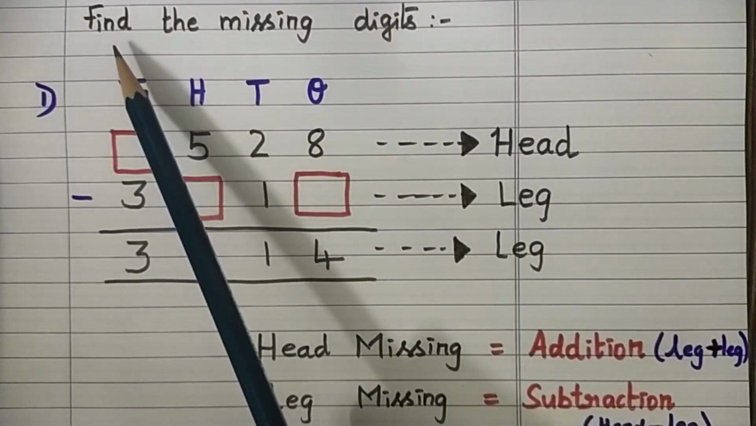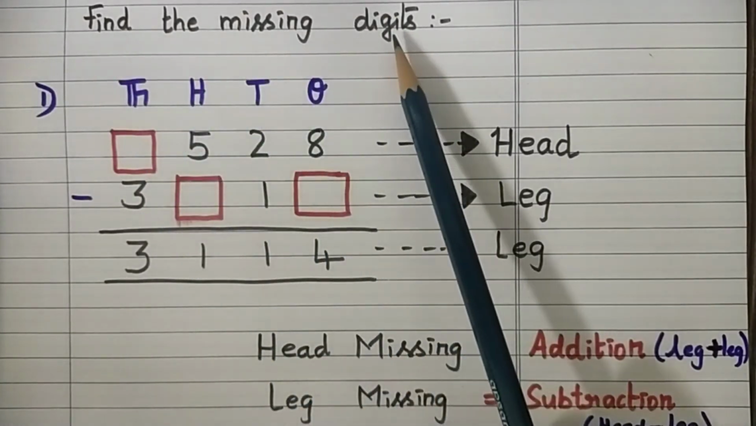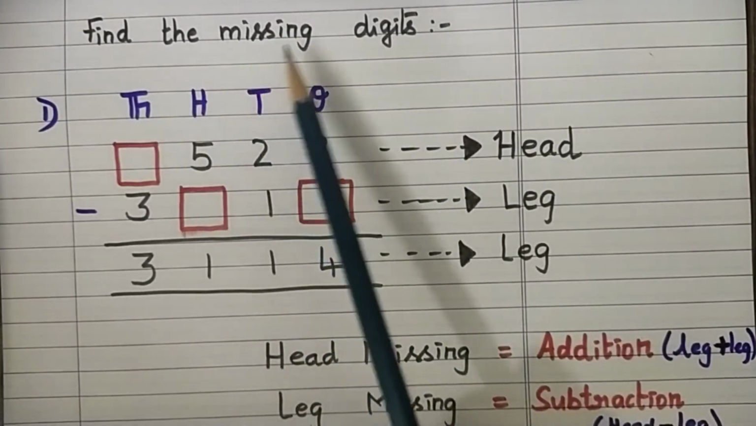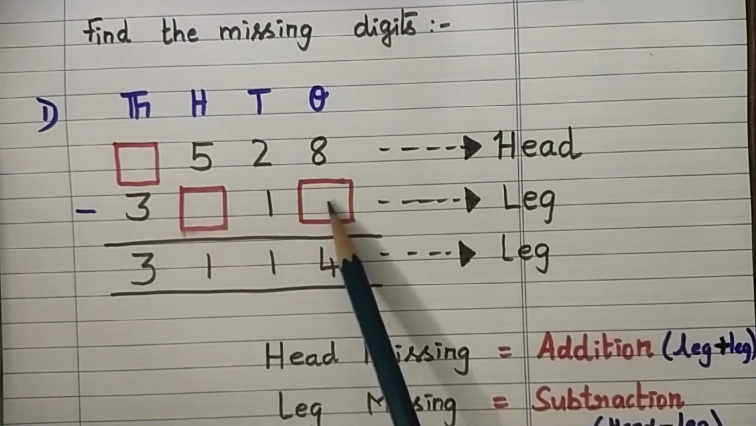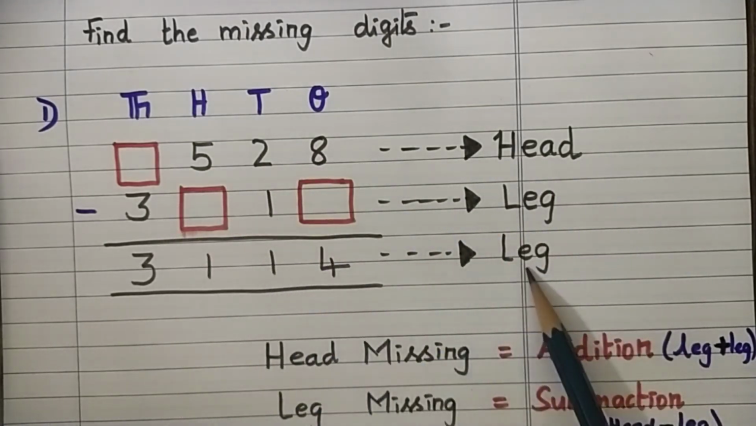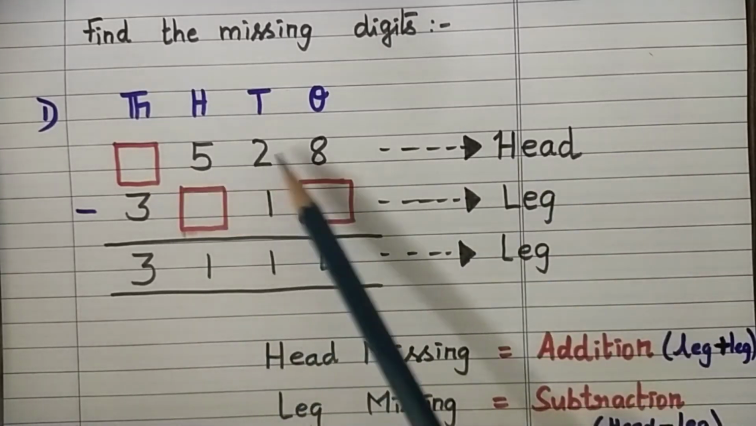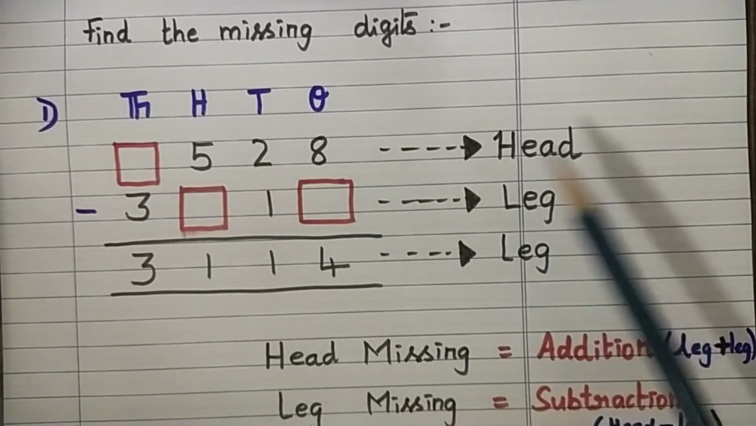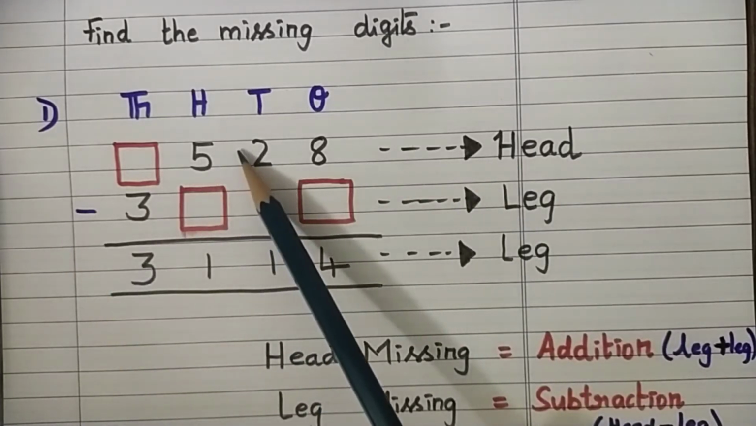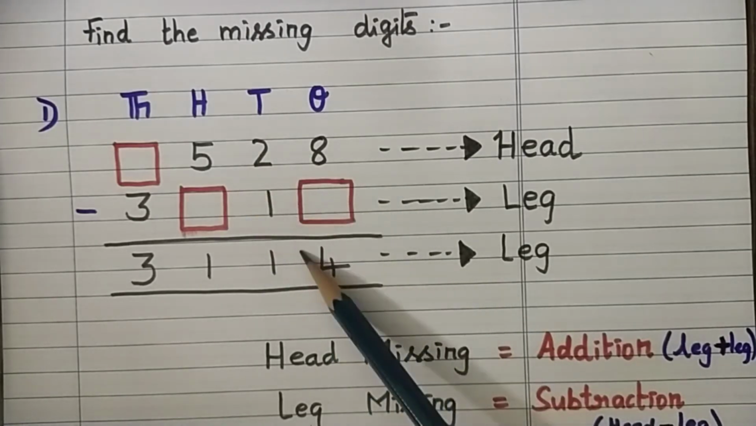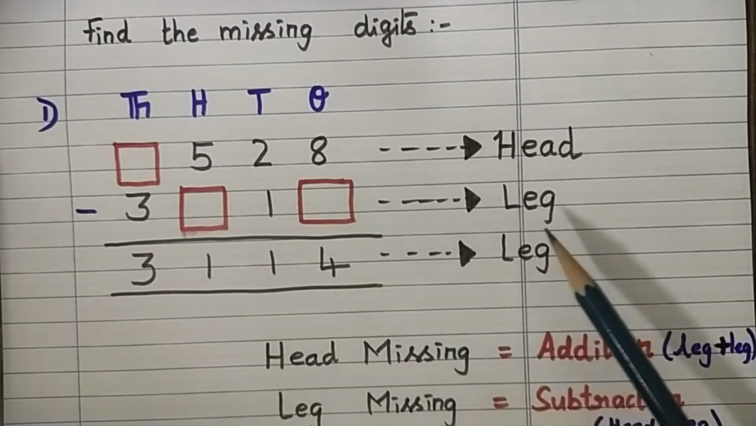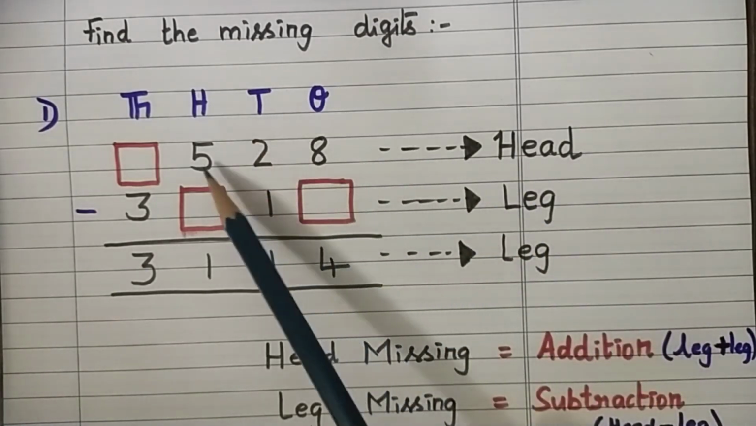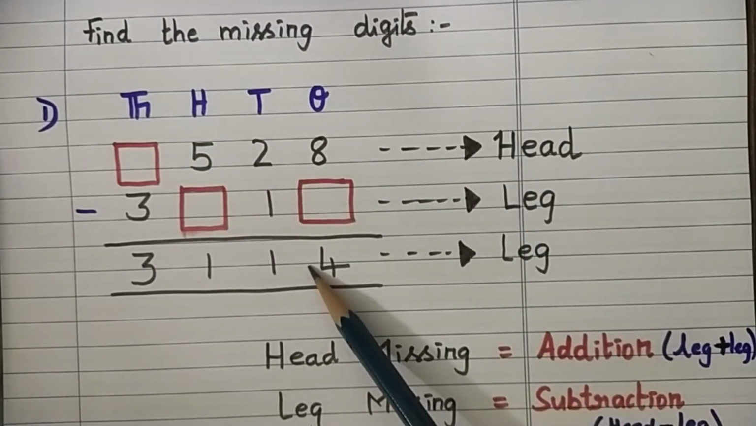Children, now we are going to learn to find the missing digits. In finding missing digits, the top number you will call a head, the bottom number you call a leg, and the difference you call another leg. Why are we calling the top number a head? Because in a subtraction, the top number, the minuend, is bigger than the other two numbers. So you call this a head, and the other two numbers you call legs. So subtraction will have one head and two legs.